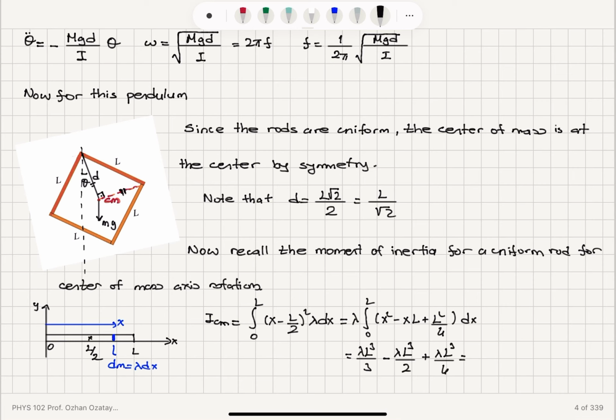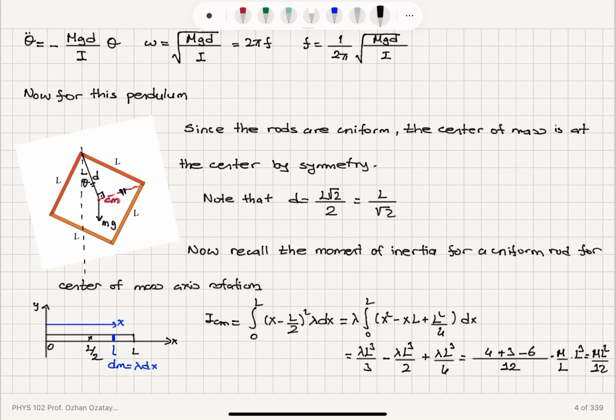And if we put this in the common denominator, we have 4 plus 3 minus 6 divided by 12. And for lambda, we substitute mass divided by the length for uniform mass distribution times L cubed, which gives us mL squared divided by 12 for the moment of inertia.